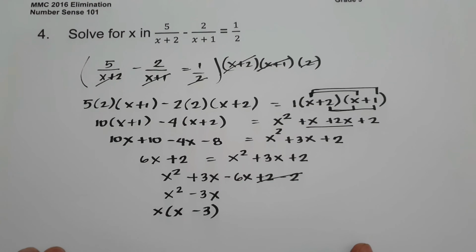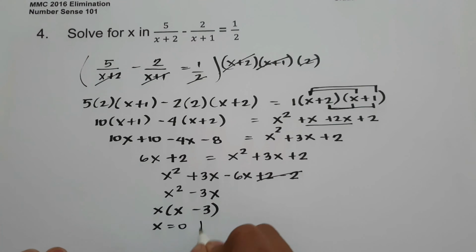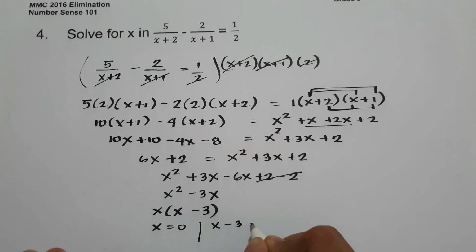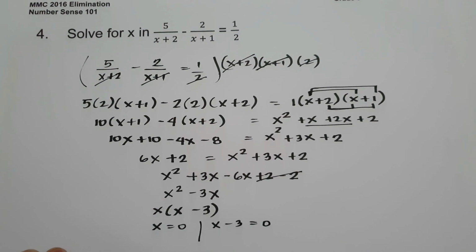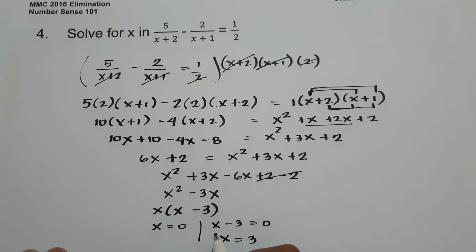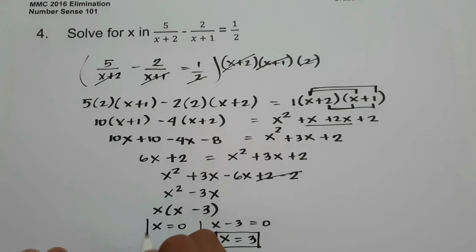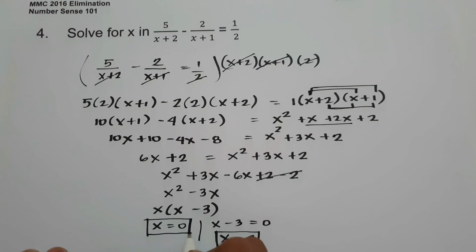Then after that, we are going to equate this one to 0. So x equals 0, and then x minus 3 equals 0. And we are going to move negative 3 to the side of 0. It will give us x equals positive 3. And this will be the value of x. X is 3 and x is 0. This will be our answer.